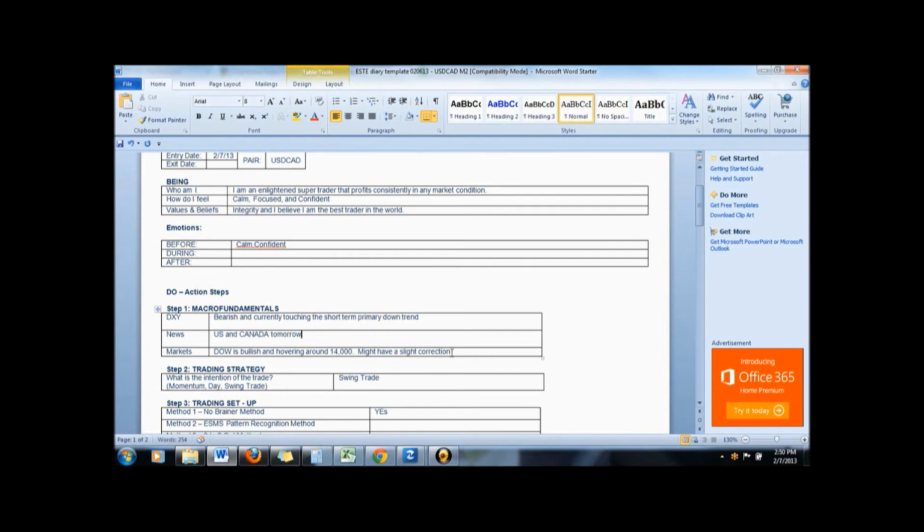Okay. Yeah, I think I might have a slight correction. That was yesterday. Consolidation at the moment.